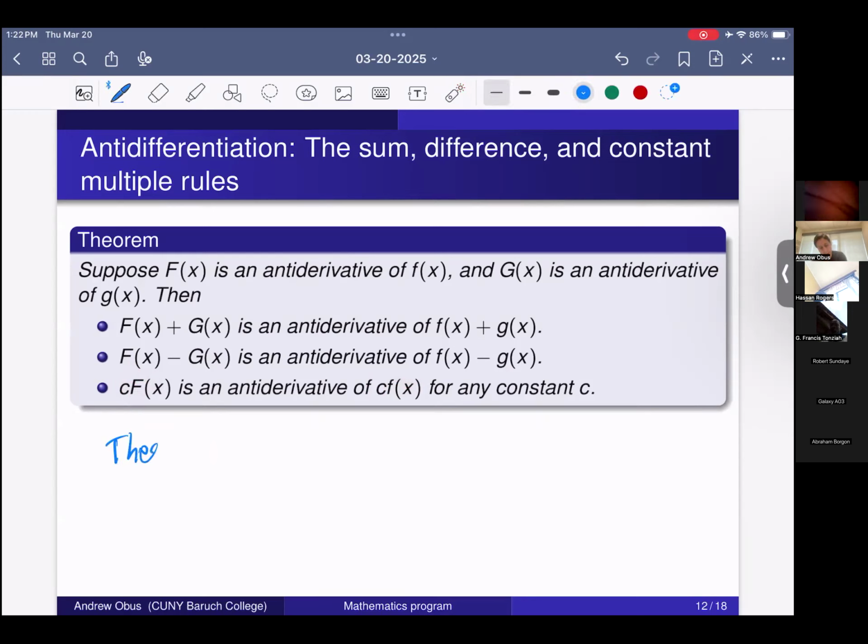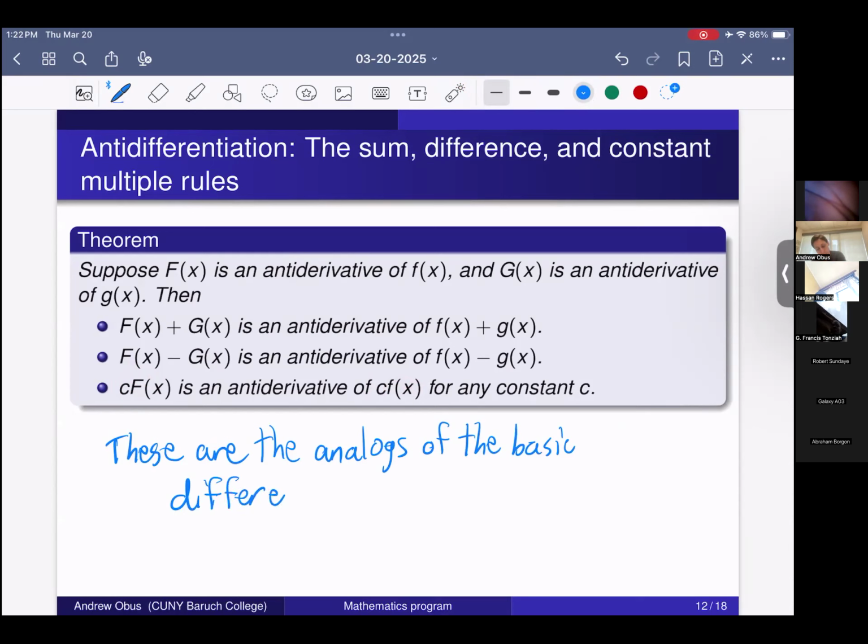So let me say that these are the analogs of the basic differentiation rules, right? And when I say the basic differentiation rules, I really mean the basic ones. I'm not talking about the chain rule and the product rule and the quotient rule and trig functions. Those are hard rules. I just mean the basic things that if I add two functions and I want to take the derivative, I take the derivative of the first plus the derivative of the second. So it's the same for antiderivatives.